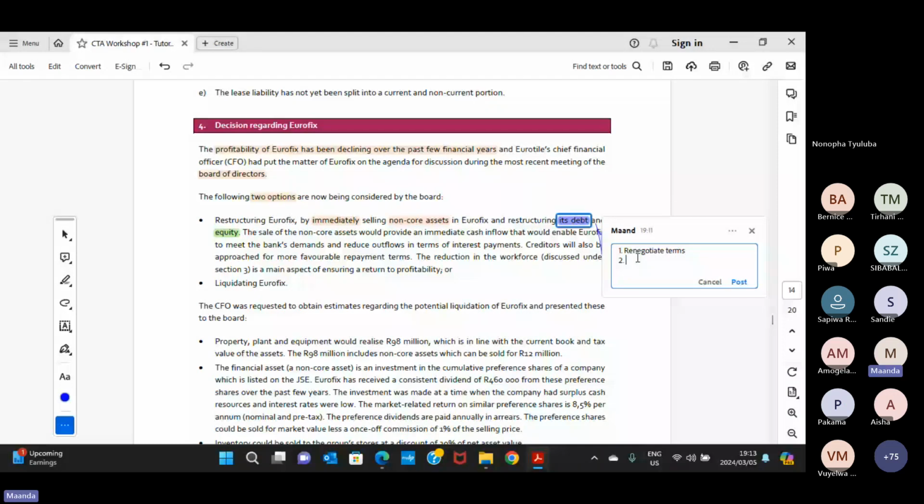Yes, and 100%, I agree with you. So one, it means that we're renegotiating the terms. What are the terms of the loan? PV, FV, and I. Right?